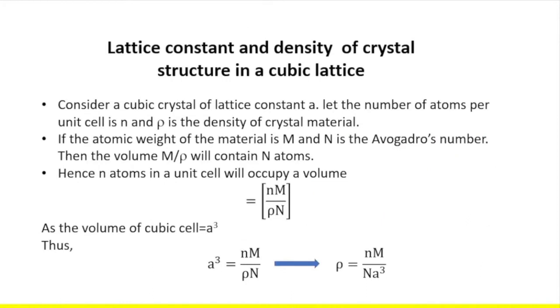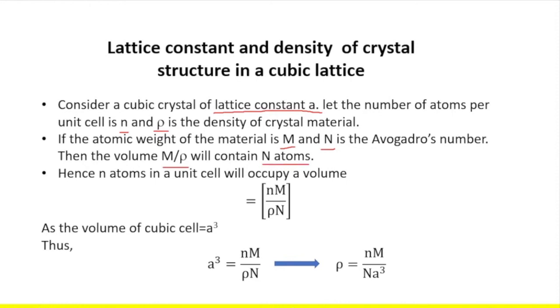Now let's discuss the relation between lattice constant and density of crystal structure in cubic lattice. So, as we know, lattice constant a of a cubic crystal, and let the number of atoms per unit cell be small n, and rho is the density of the crystal material. Then if the atomic weight of the material is capital M and capital N is the Avogadro number, then M by rho will be the volume which will contain N atoms, which is equal to the Avogadro number.